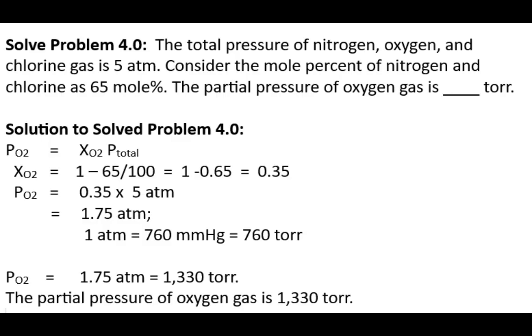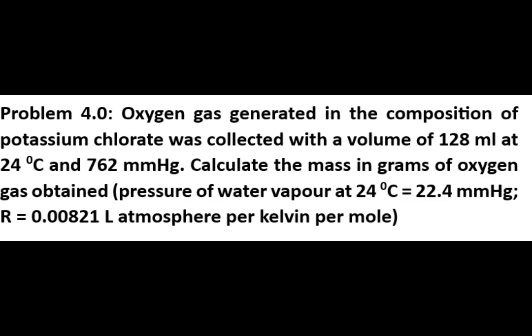Problem 4.0. Oxygen gas generated in the decomposition of potassium chlorate was collected with a volume of 128 milliliters at 24 degrees Celsius and 762 millimeters of mercury. Calculate the mass in gram of oxygen gas obtained. Pressure of water vapor at 24 C equals 22.4 millimeters of mercury. R equals 0.00821 L.atm per Kelvin per mole.